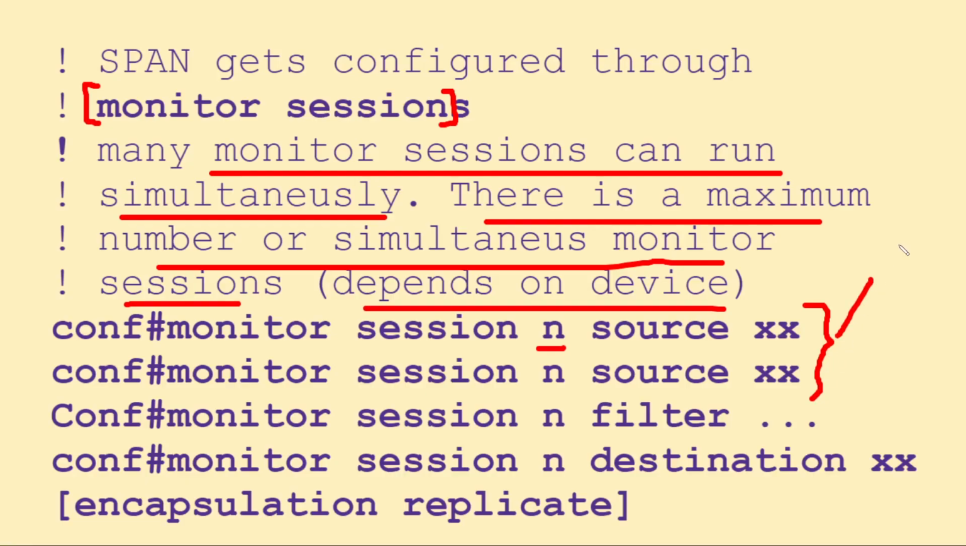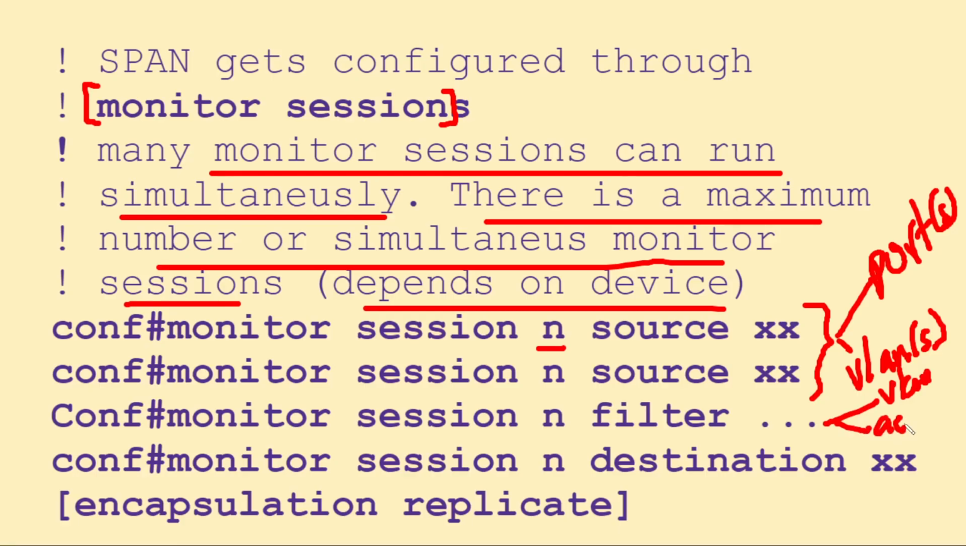Remember that you must choose whether you're going to monitor ports, one or many ports, or one or many VLANs. You cannot mix that. Then you are going to define your filters. Remember that you have two types of filters, VLAN filters or ACL filters. ACL filters are only available on certain switches, and then you must define your destination interface. And when defining your destination interface, you must choose whether you are going to use the encapsulation replicate feature.